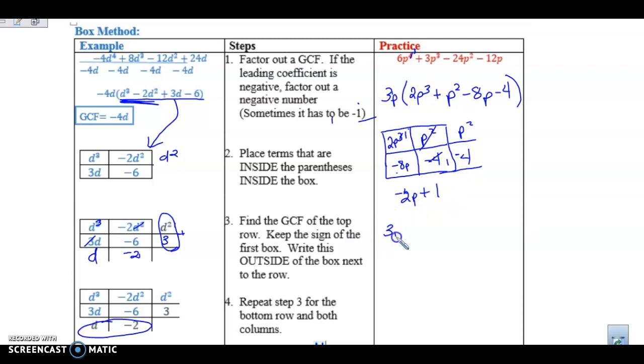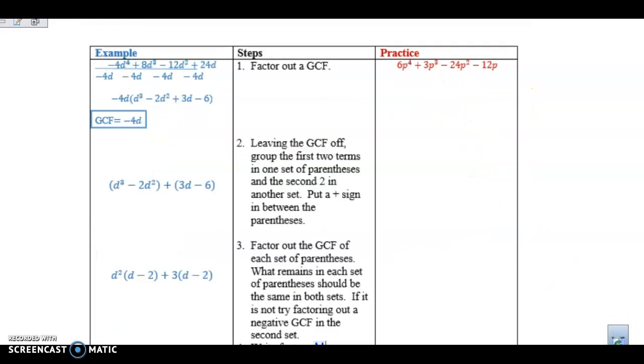So then I get 3p times p squared minus 4 times negative 2p plus 1. There's our greatest common factor that we found at the beginning. And then what was left is here. Now, if you would like, you could go back to the way we did it before and break them into pieces. So we take our greatest common factor out, and we get this, and then divide them into two groups.